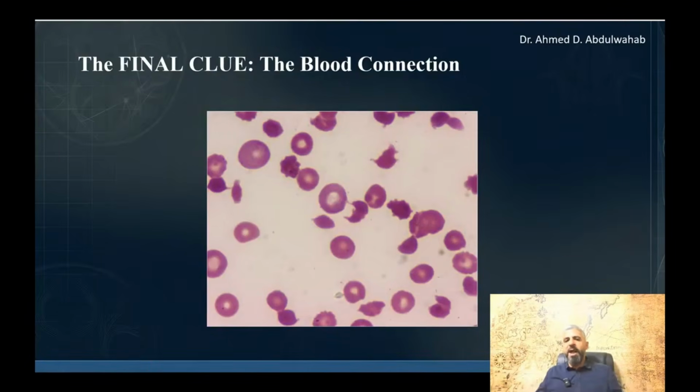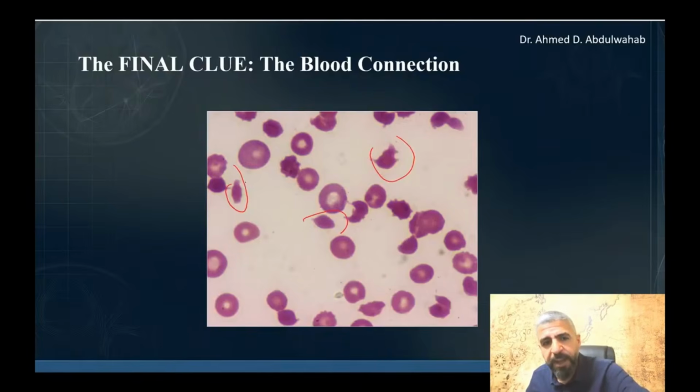For the first time, we will have a blood film. It's called the blood connection. We did a blood count. Her red blood cells are fragmented, like here, like here, like here. Schistocytes, we call them. Her platelets are low. She has thrombocytopenia. The bloody diarrhea was caused by E. coli, producing what's called Shiga toxin. That toxin has reached the brain and clotted the deep vessels. You have all the clues now.